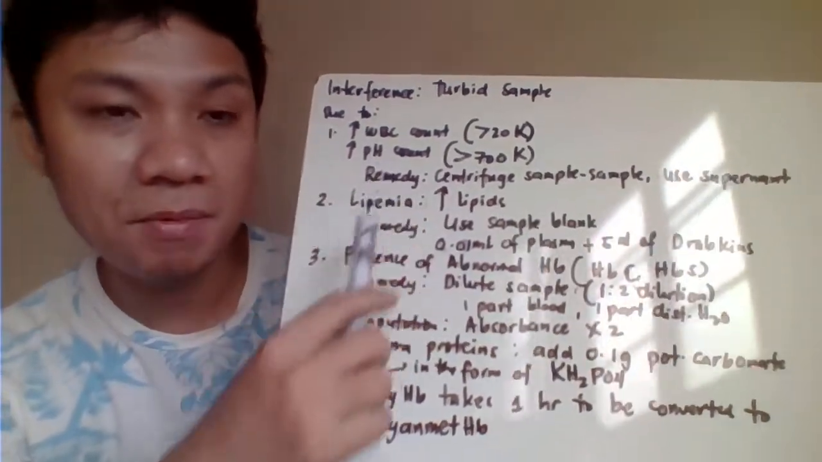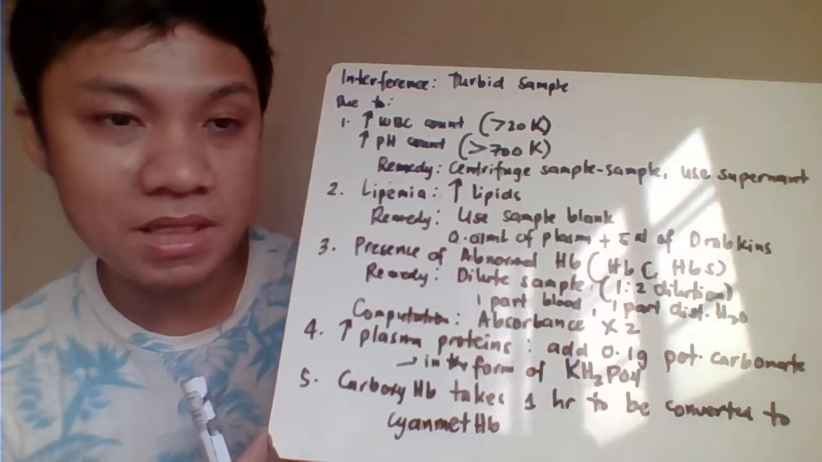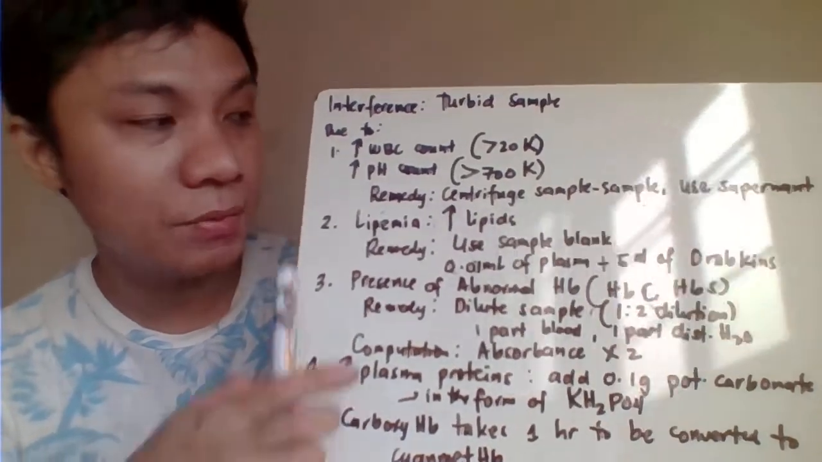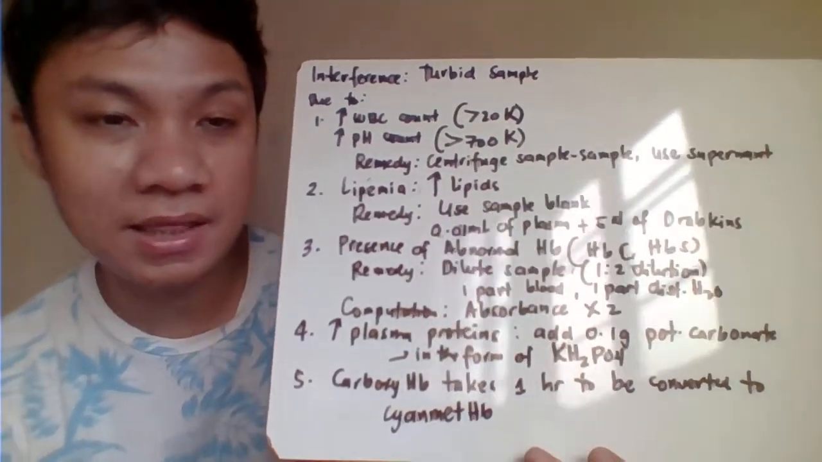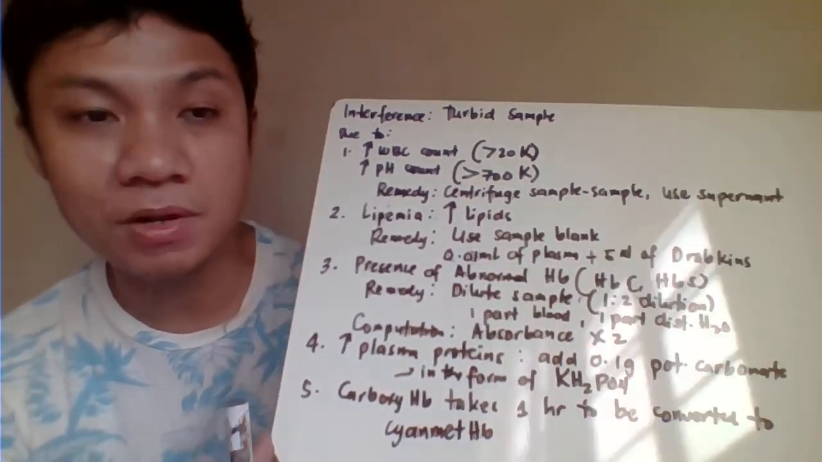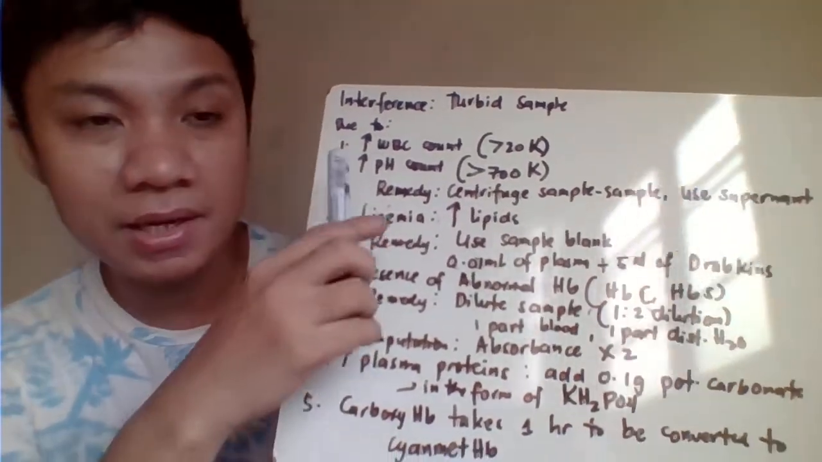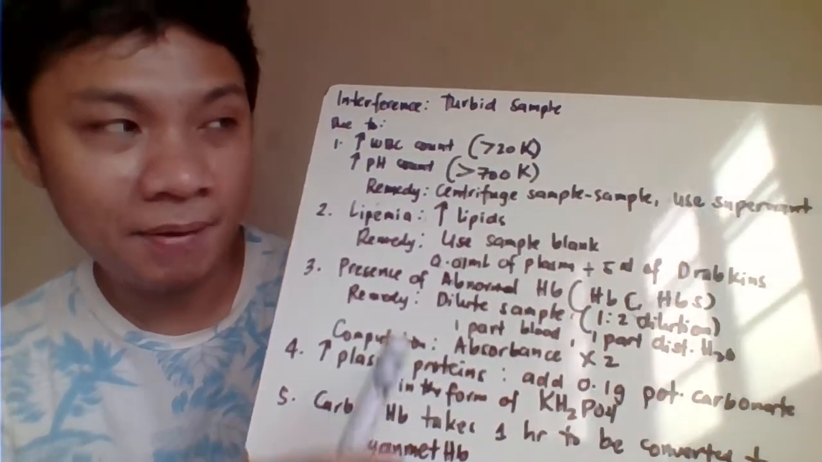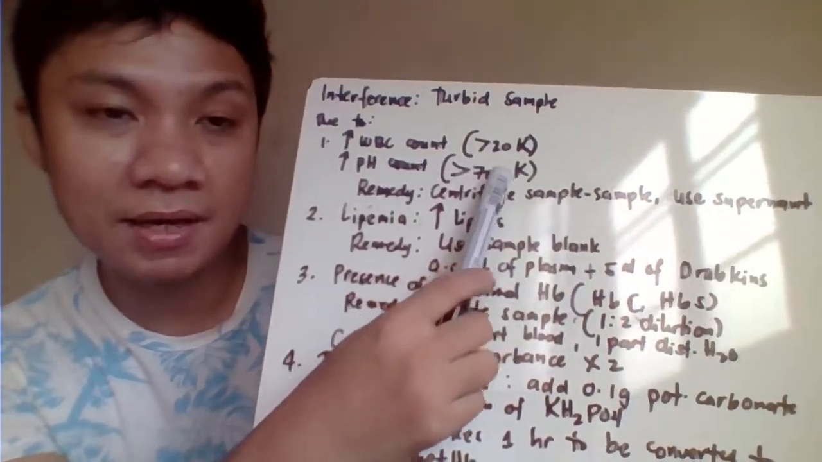So we have here some of the reasons why you could have a turbid sample or solution. And so we have here also some remedy that eventually we can do in order for us to correct for the possible interference. First one, increased WBC count. WBC count more than 20,000.